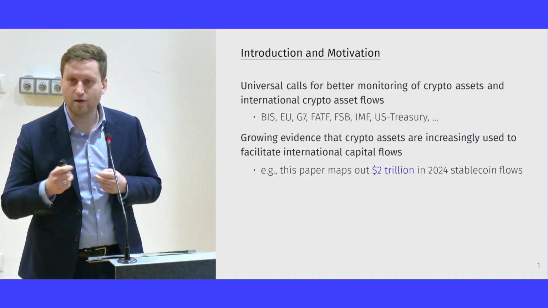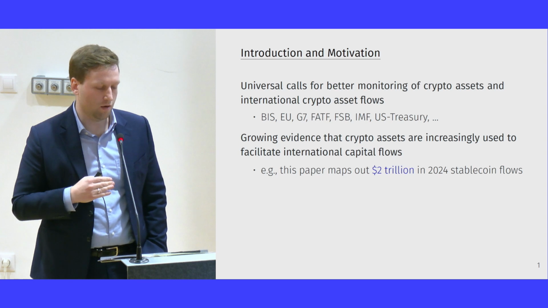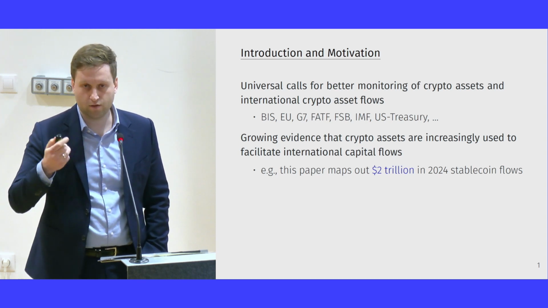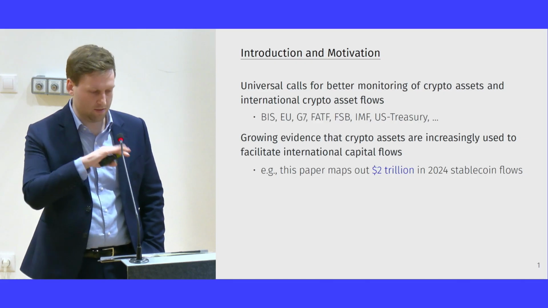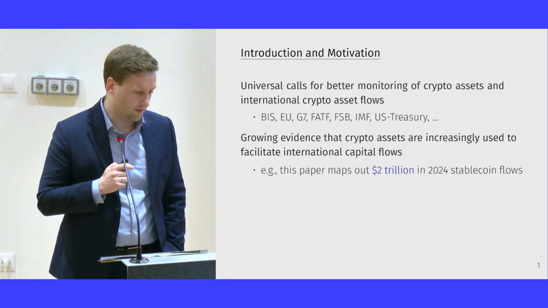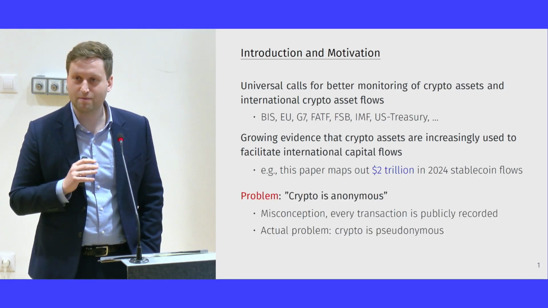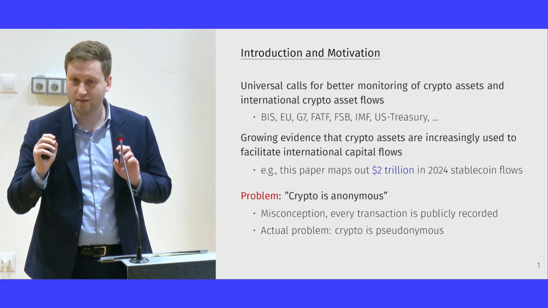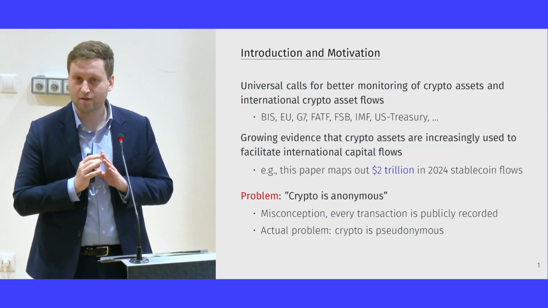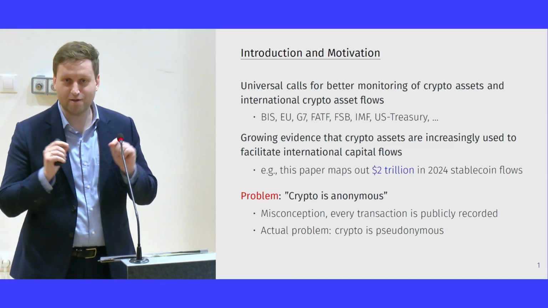more specifically stablecoins. Stablecoins are crypto assets that are supposed to be pegged one-to-one, typically to the dollar. The two largest ones would be USDC, Circle, and USDT, Tether. So this is really only about stablecoins, so there isn't really a speculative motive in this. The main problem that you typically encounter is that people will tell you, quote unquote, crypto is anonymous. But what I always argue is that this is quite a misconception. The better description is that crypto is pseudonymous but not anonymous.